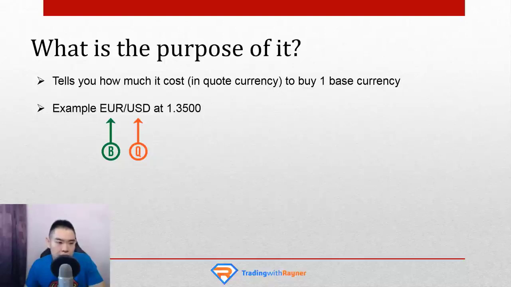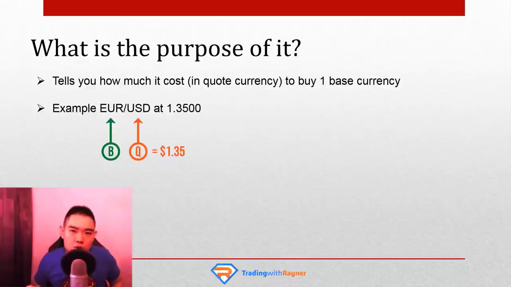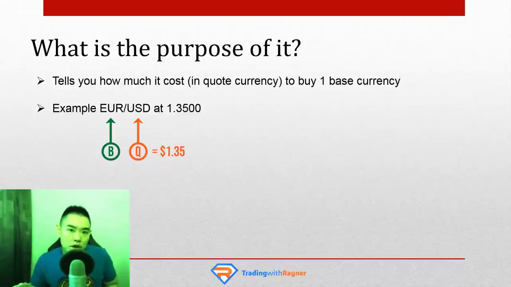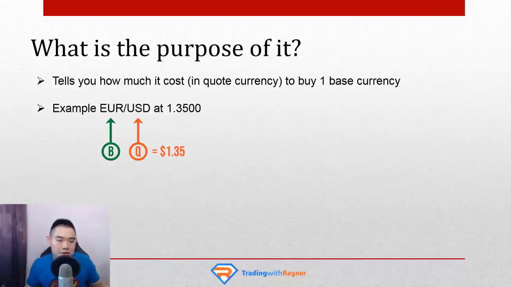So in essence, what this tells you is that for 1 euro, it will cost you $1.35 USD. So let's say you go to a money changer. Hey, I want to buy 1 euro, man. And the guy says, sure, my man. Give me $1.35 USD and I'll give you 1 euro. That's how it works, and that's how you interpret this. It tells you how much it costs in quote currency to buy one base currency. I think that should be pretty self-explanatory. If you don't understand this, just rewind this video and I'm pretty sure you'll get it.